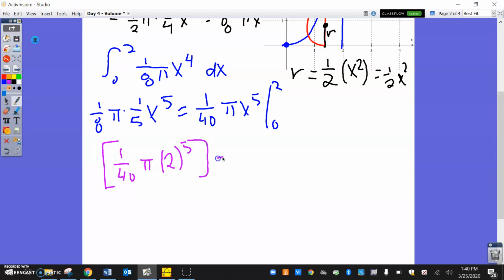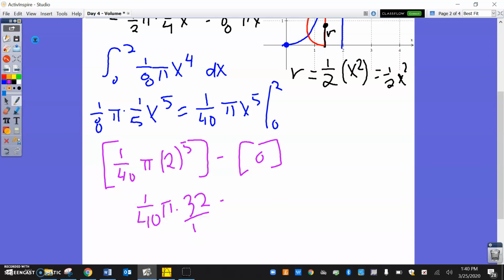And then I'm going to get that number and subtract what I get when I plug in 0. And again, when I plug in 0, 0 to the 5th is 0 times 1 over 40 pi, still 0. So I don't really need to worry about plugging in that 0. My answer is going to be whatever I get when I plug in 2. So 2 to the 5th is going to be 32.